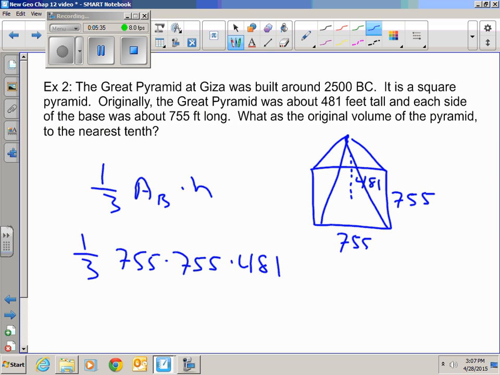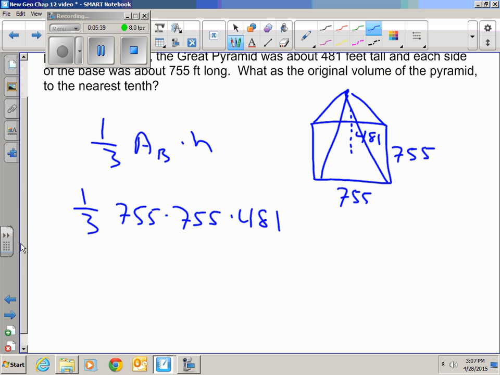If we whip out our little mini calcs now, and I multiply all those things out, I'm going to get 91,394,008 cubic feet. And there we go.